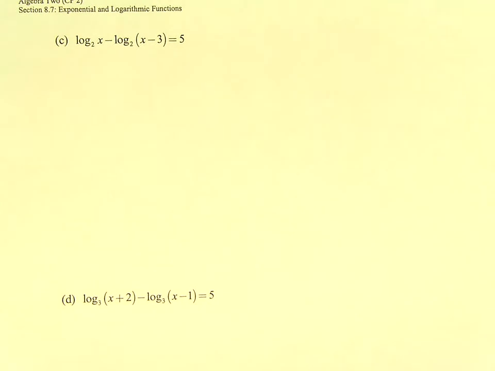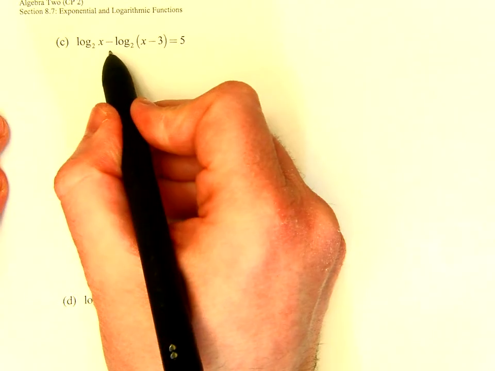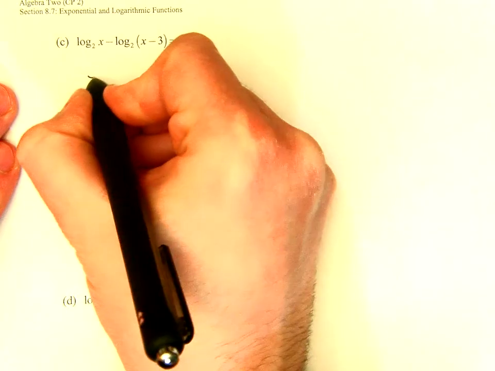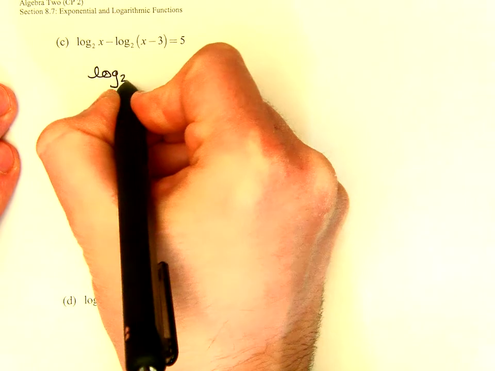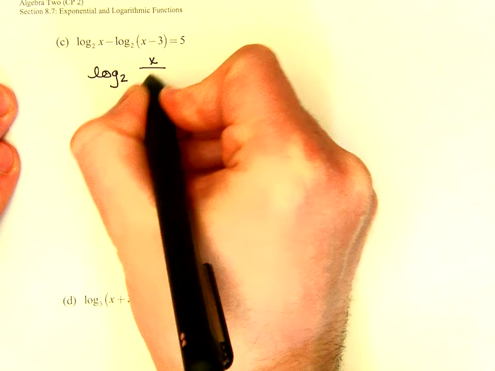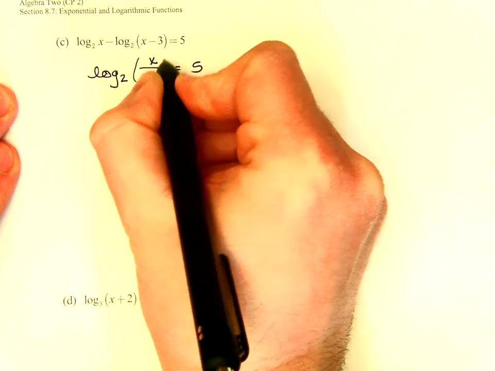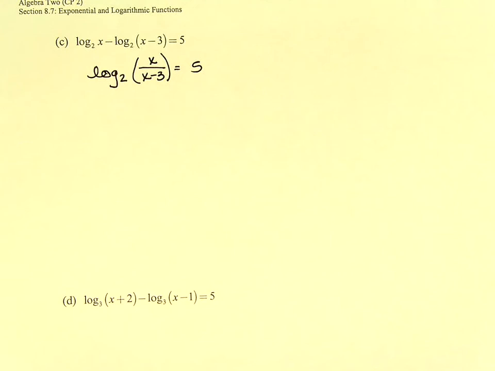Letter C is a little bit different because instead of adding our logarithms, we're subtracting the logarithms. Hopefully you remember from our properties that when we subtract two logarithms, we divide the stuff inside. This is going to give us log base 2 of x over x minus 3 equals 5.